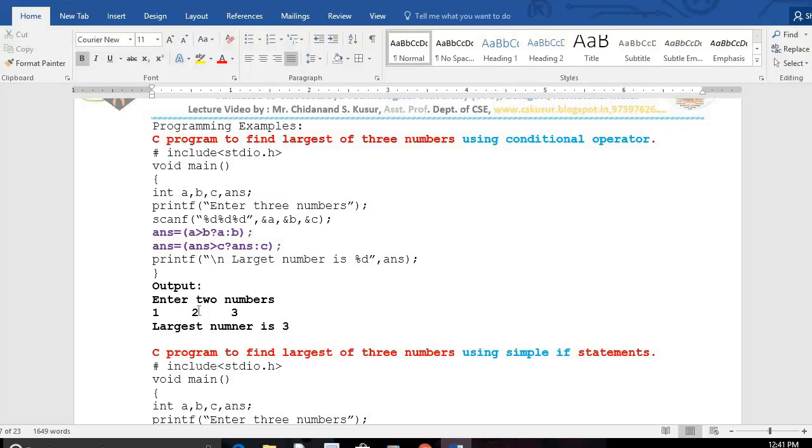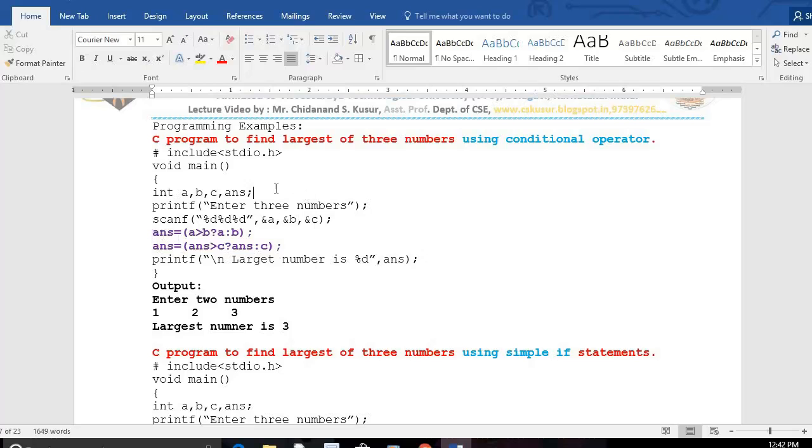Means first I calculated the largest of the first two and stored it in answer. Now answer is having the largest of the first two. That one I compare with the third. Answer is having 2. 2 is greater than 3? No. No means C will be given back. Means that 2 is overridden with 3. Previously it was having 2, it is overridden with 3. Largest number is 3.